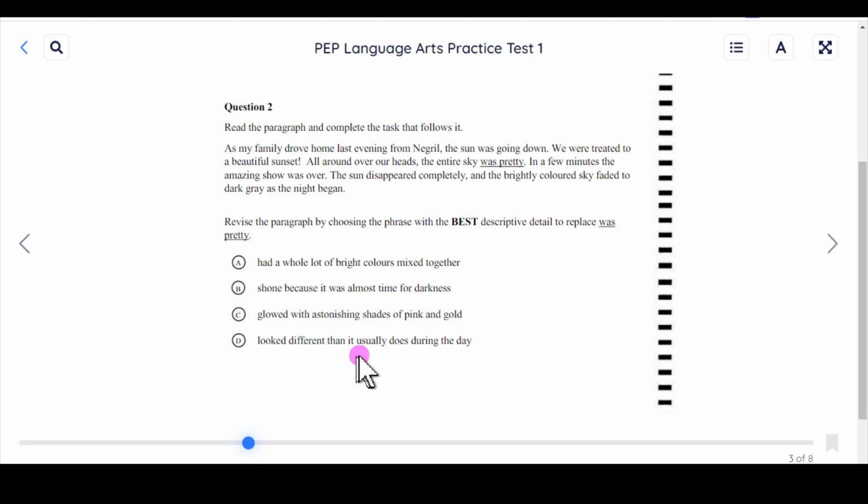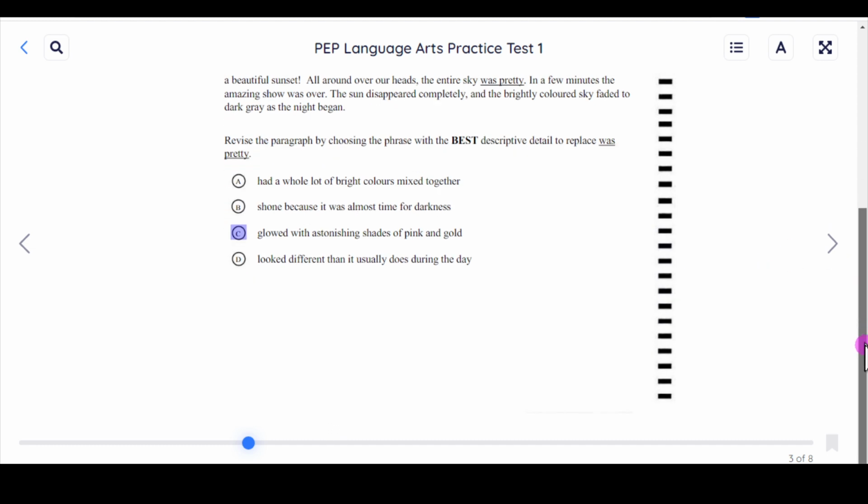Looked different than it usually does during the day. Alright, yes, that's true. It doesn't look that way normally during the day. But because it says pretty, and this one has something to do with colors here, people like to talk about beautiful sunset and so on. Here it is, beautiful sunset. I'm going to take this. Let's take C.